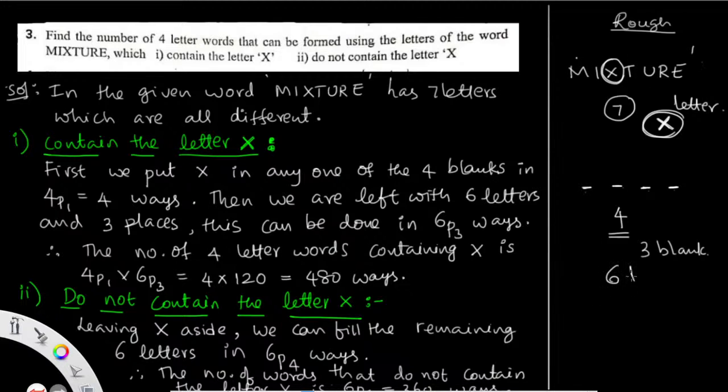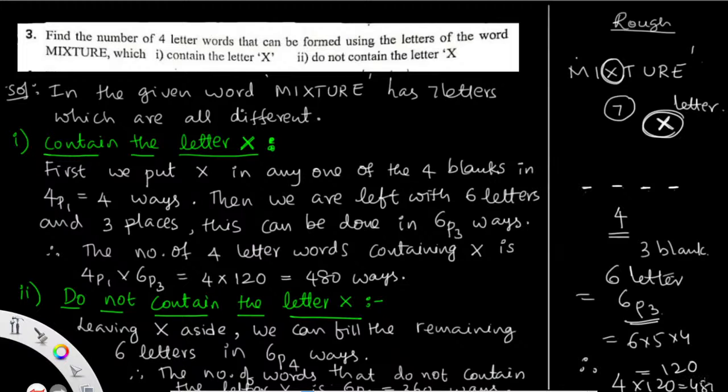So 3 letters, 6 letters, 6 letters and 3 blank places. So this can be done in 6P3. 6P3 is nothing but 6 into 5 into 4, that is 120. The total remaining answer is what? First 4 into 120. That is 480 ways.